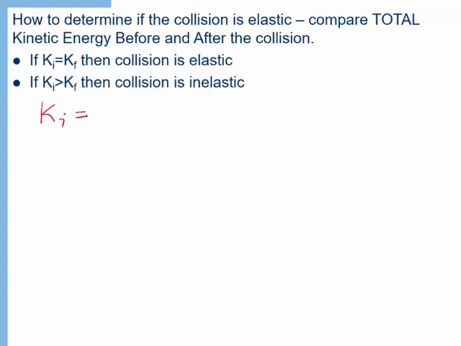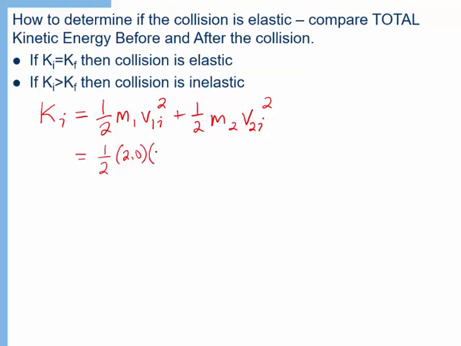So the initial kinetic energy in this problem would be the initial kinetic energy of object 1 plus the initial kinetic energy of object 2. Now in this particular problem, object 2 is at rest, but more generally, both objects could be moving before the collision. So I get 1/2 times 2 times 3 squared plus 0. If you work that out, you should find that the total kinetic energy before the collision was 9 joules.